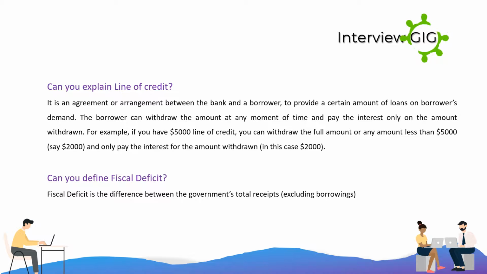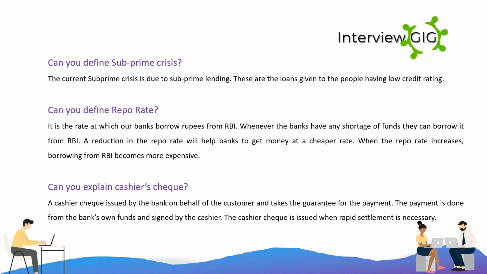Can you define fiscal deficit? Fiscal deficit is the difference between the government's total receipts, excluding borrowings. Can you define subprime crisis? The current subprime crisis is due to subprime lending. These are the loans given to the people having low credit rating.